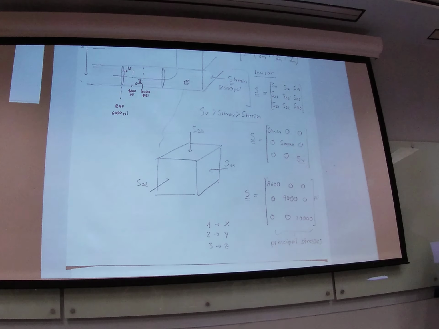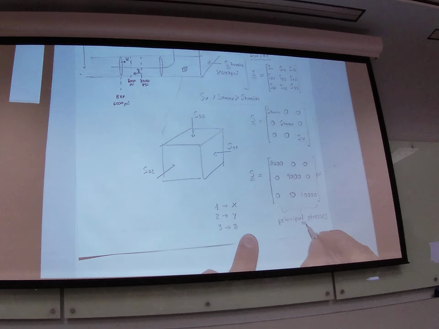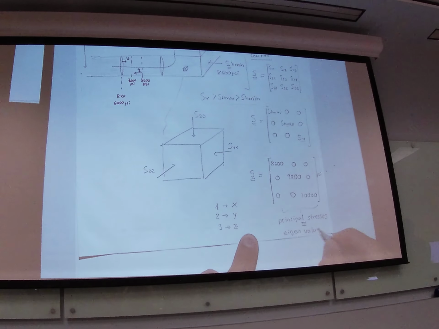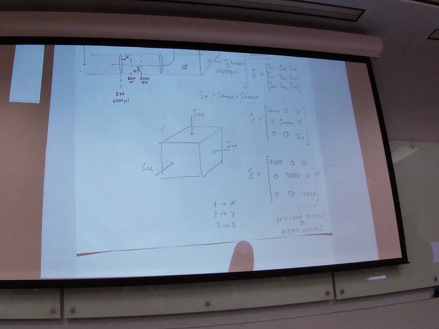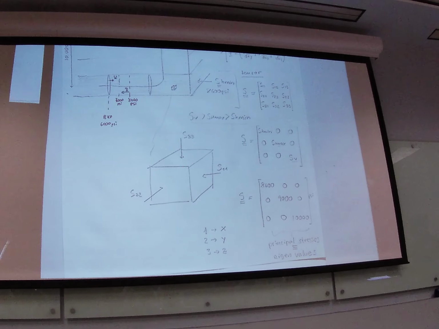If you check the notes, I think I provided a link so you can see the description about what those mean. But this is the same thing. Principal stresses in mathematical terms go by eigenvalues, and principal directions go by eigenvectors. Okay, so let's talk about these eigenvalues, what they are and what they mean.